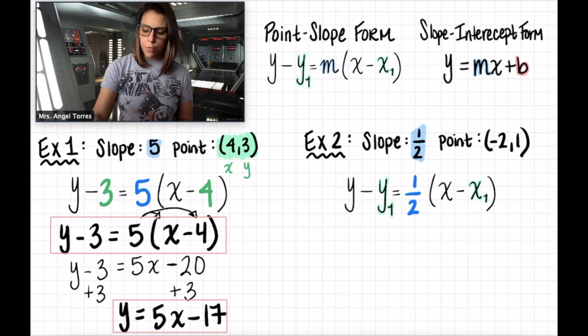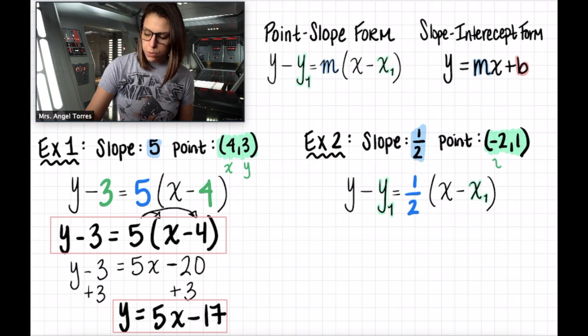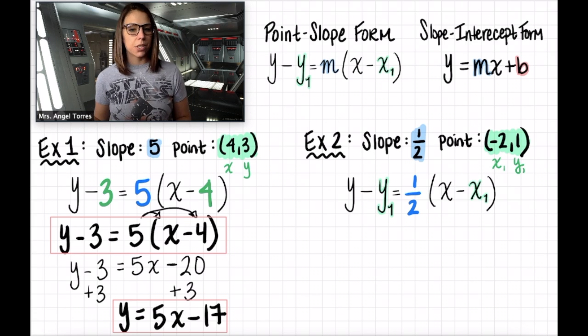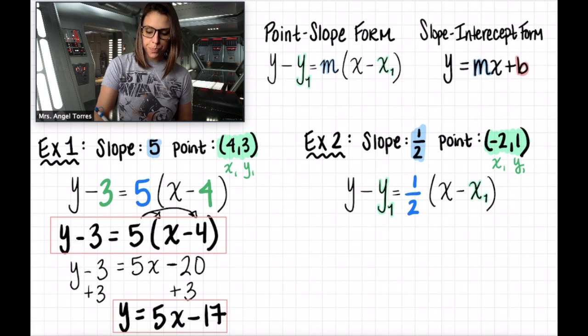Next, I'm given the information that the point on this line is at (-2, 1). So I'm going to go in and label -2 as my x, 1 as my y. And really, I should be labeling those as x1 and y1. Okay, so let's go ahead and replace x1 with -2.